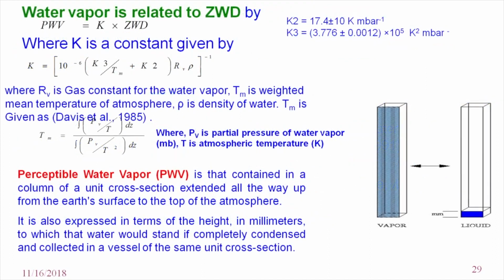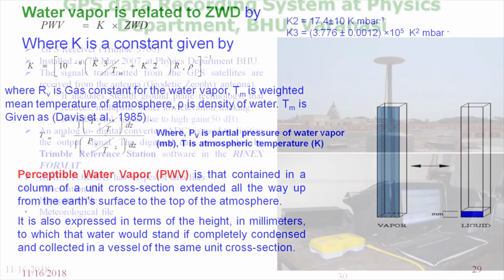So, water vapor is related with the total water in the column. When we compress the total water in the column from source to ground, it becomes a liquid, and the thickness of the liquid is known as water vapor content, which is also known as precipitable water vapor. It is for a column of unit cross section, and it is expressed in terms of height, that is in millimeter or centimeter. Total water vapor is converted to water.